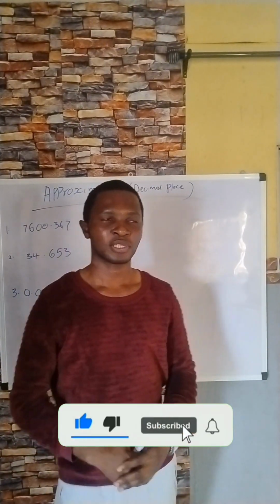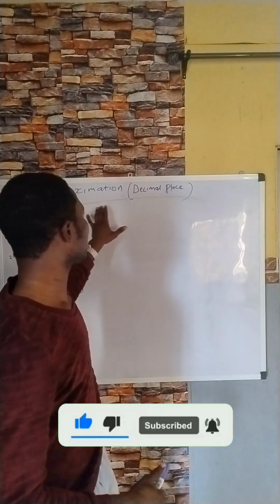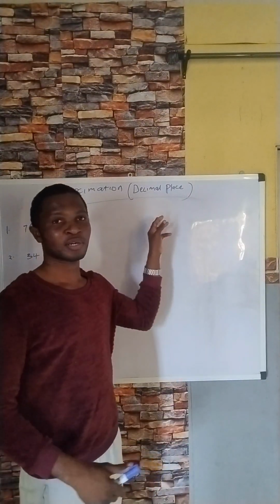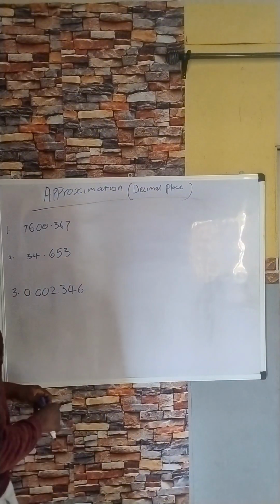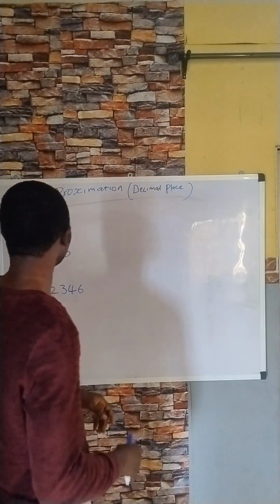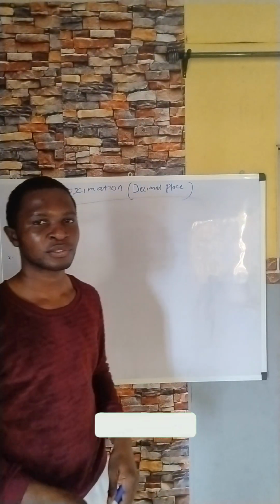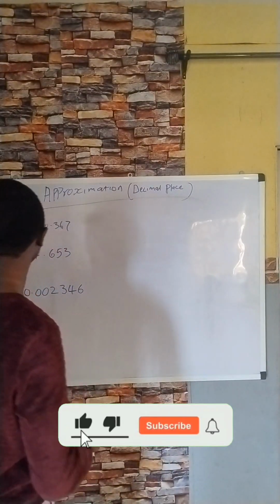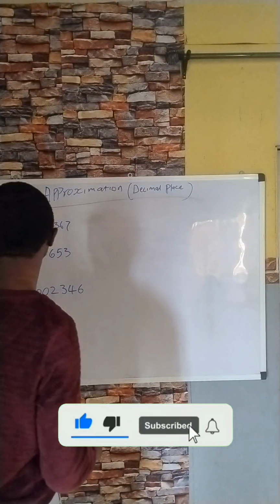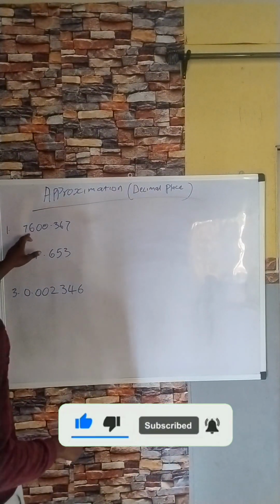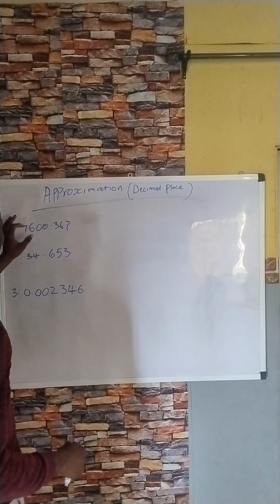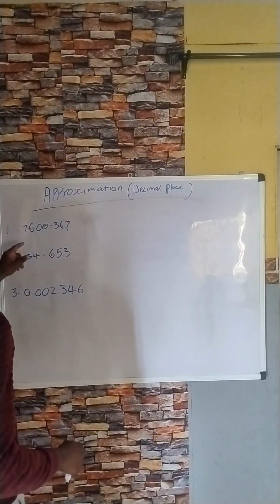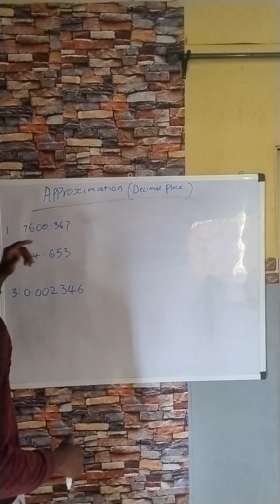We're still talking about approximation. I want to talk about decimal place. So when in approximation, I'd like you to note that any number that you are rounding up and the number after it is up to 5, you are going to approximate it, or you are going to round it up to 1. You round it up to 1, you add it to the number it's following.